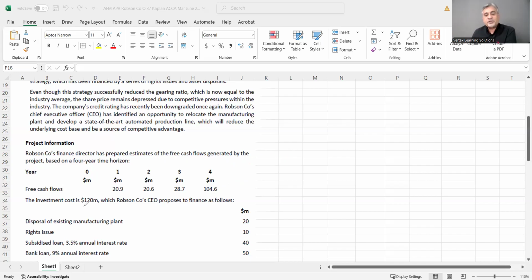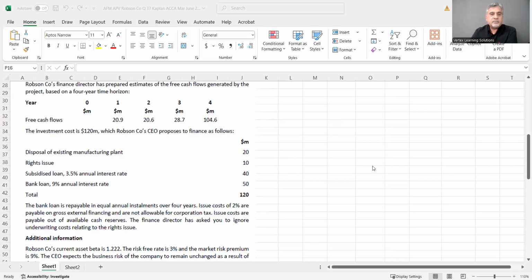The investment cost is 120 million. So in year 0, you have 120 million going out, cash outflow, which Robson Company proposes to finance as follows. So they need $120 million for this relocation. And how to finance this 120 million? Now, this data is interesting. Disposal of existing manufacturing plant, 20 million. So you need 120 million. The question is where it is going to come from.